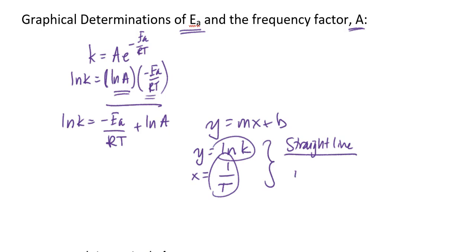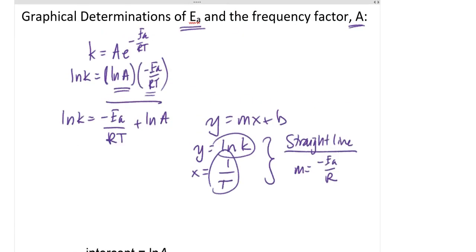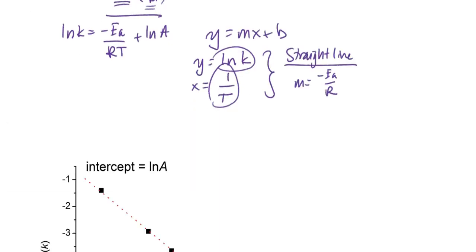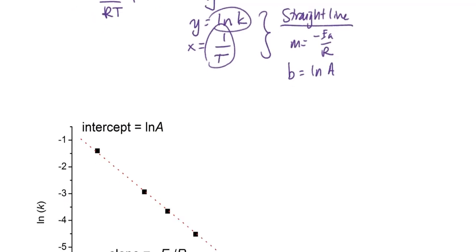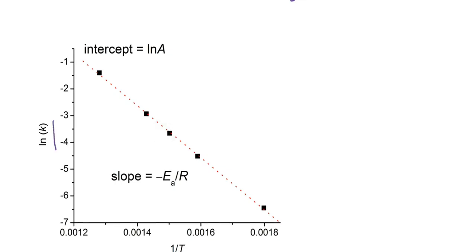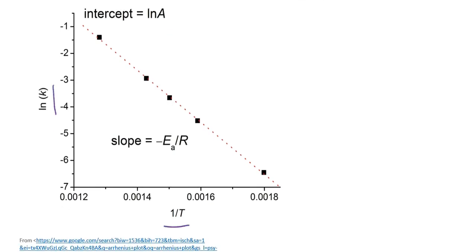And that straight line will have a slope of negative Ea over R. And since R is a constant, if I get the slope, that means I can easily calculate the activation energy. It's also true that the y-intercept here is the natural log of the frequency factor. And so if I can construct the plot of natural log of k as a function of 1 over T, then I can calculate both the activation energy and the frequency factor from the graph.